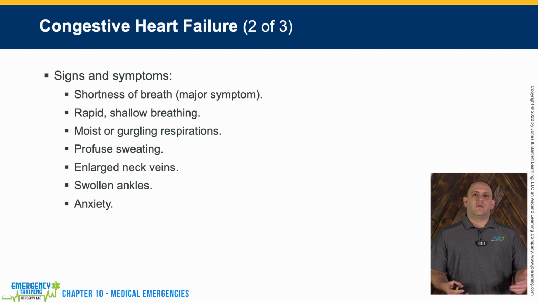They may have enlarged neck veins. This is called jugular vein distension. It is a late sign in our congestive heart failure patients. We also want to pay attention, and one of the more common things that we can see is swollen ankles. So ask them if the swelling is normal, if they're seeing more swelling than normal. Most of these patients are going to know if they have congestive heart failure, and they will know what is normal for the swelling in their ankles.